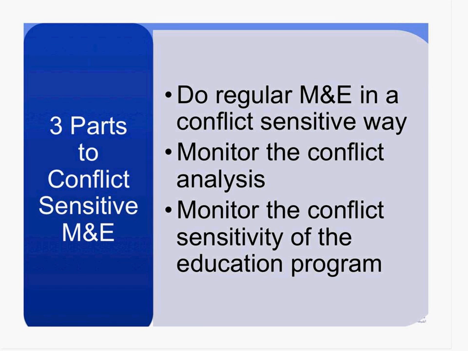And two, when we're monitoring the conflict analysis throughout the program cycle, steps like including in every staff meeting a discussion about what has changed among the conflict actors, dynamics, or trends within the education program area. Step three, when we're monitoring the conflict sensitivity of the education program, we want to ask how conflict sensitive we were at each step and each action taken to design, implement, monitor, evaluate, and close our program.